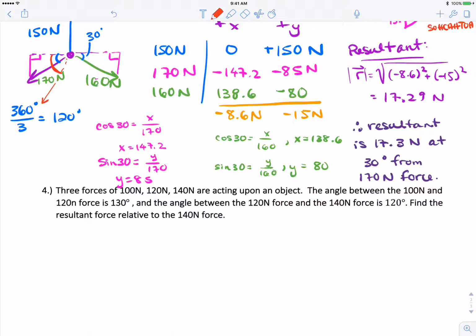One thing you can do to make that easier is to make your 140 Newton force either totally vertical or totally horizontal, making one of the components 0. I like when it is totally vertical. I think the math is a little bit easier, but again, it really doesn't matter which method you choose for those problems.